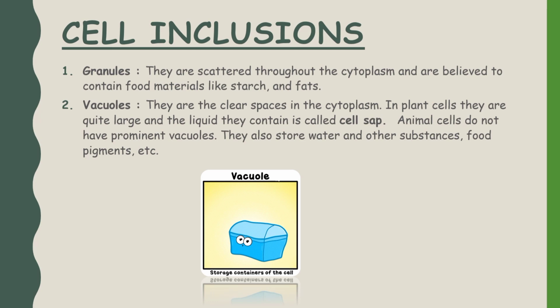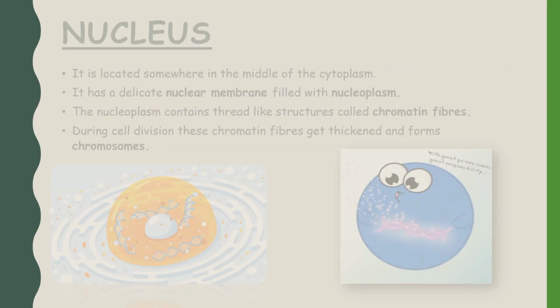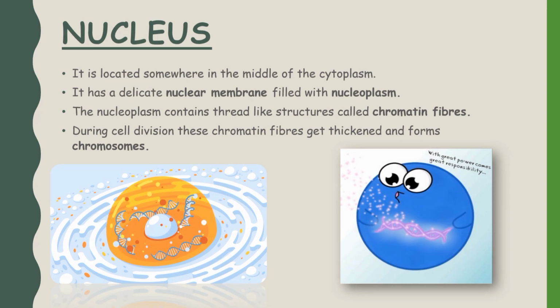Now let's move on towards the protoplasm. The protoplasm is the total living matter in a cell, which consists of the cytoplasm, the nucleus, and the cell organelles. Next up is the nucleus. The nucleus is the largest organelle. It regulates all the cell activities, and hence the cell dies if it is removed. It is also known as the brain of the cell.